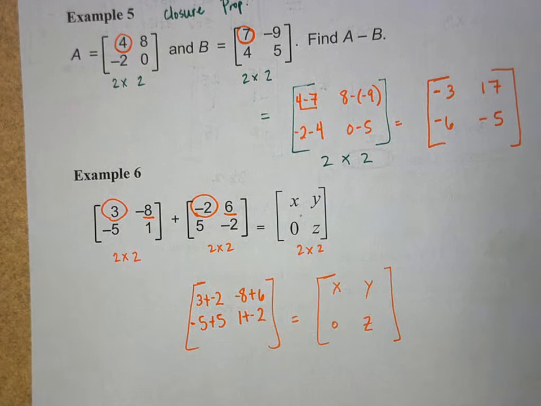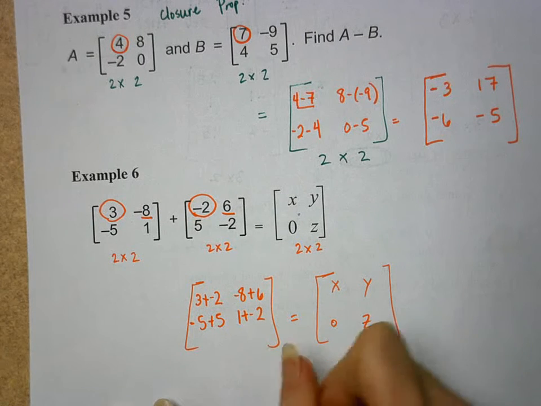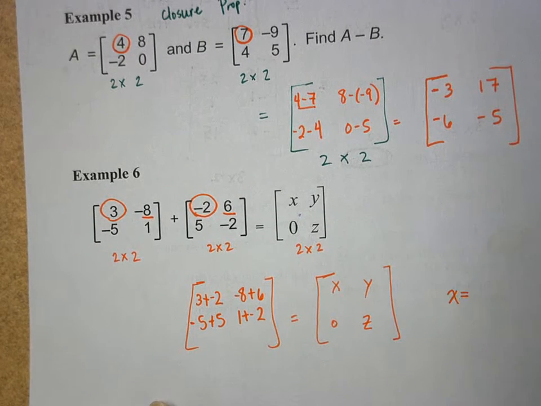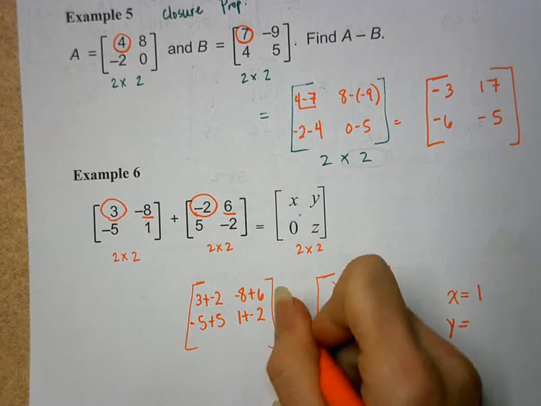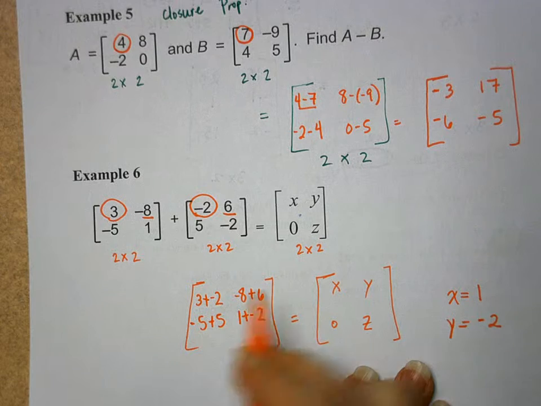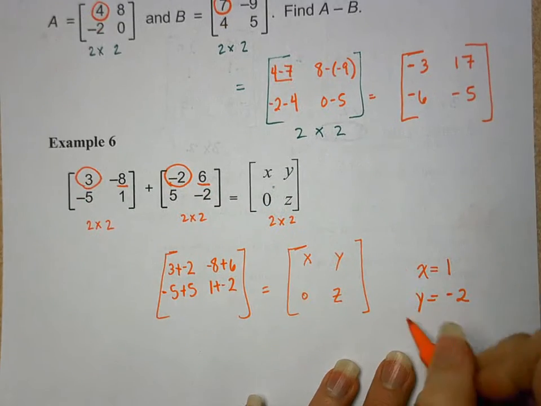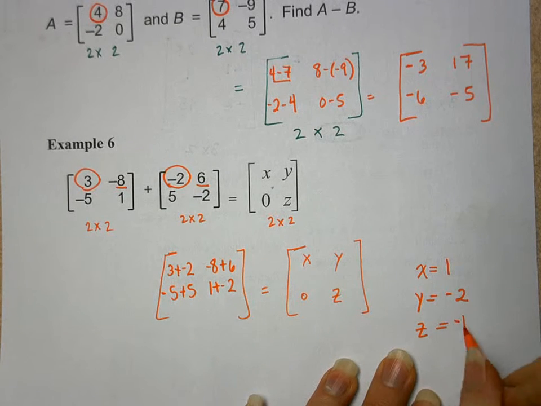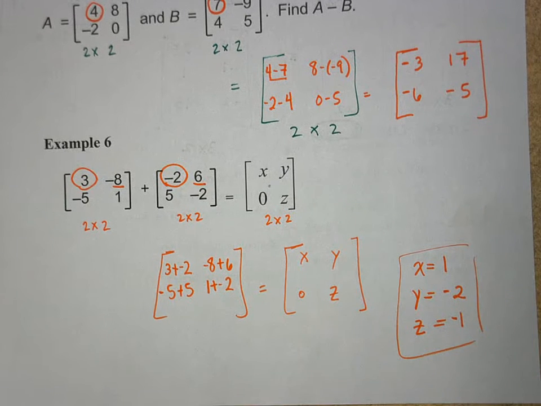And now I can go ahead and use these for my variables. X is 3 plus negative 2. So my x variable, 3 plus negative 2 is 1. Y is negative 8 plus 6, which is negative 2. Negative 5 plus 5 does equal 0, but I don't need to say that. We know that's true. And then z is equal to 1 plus negative 2, which is negative 1. So there's my answers for x, y, and z.